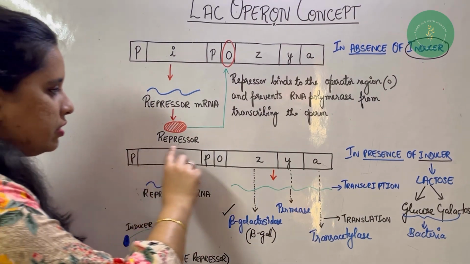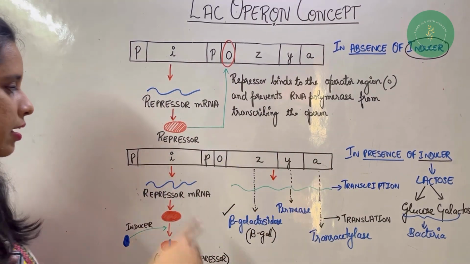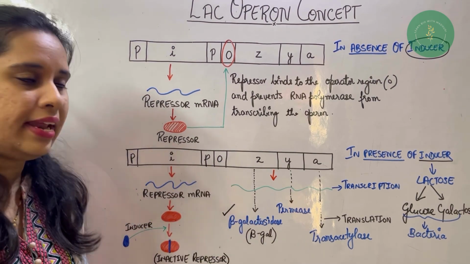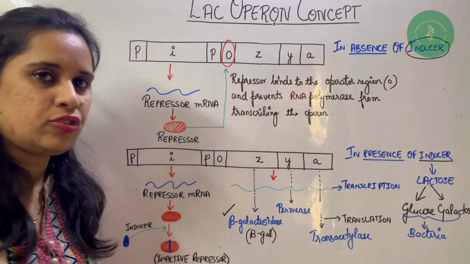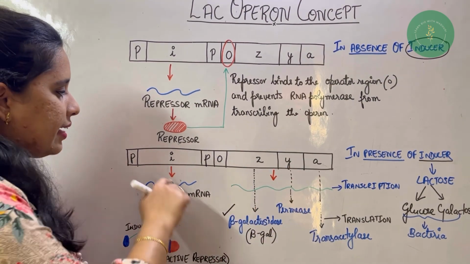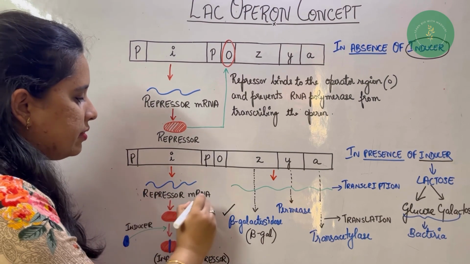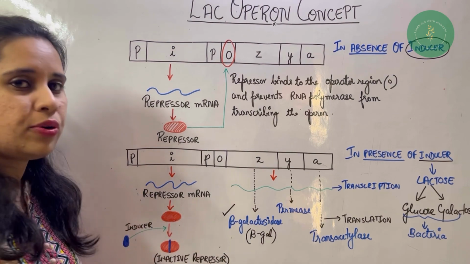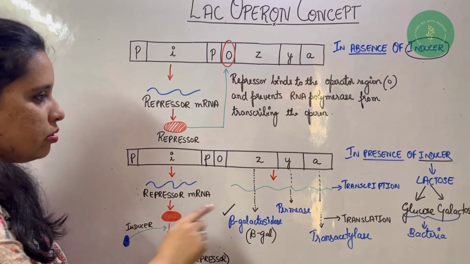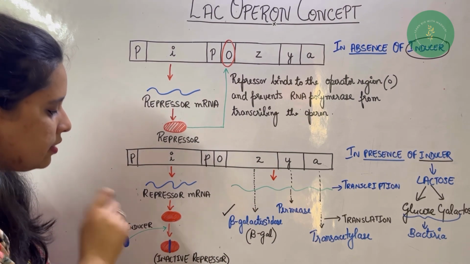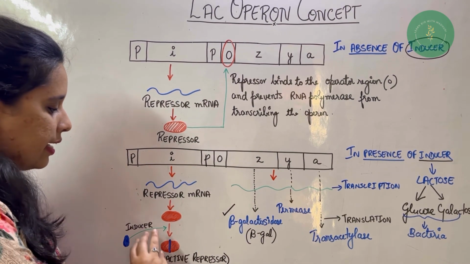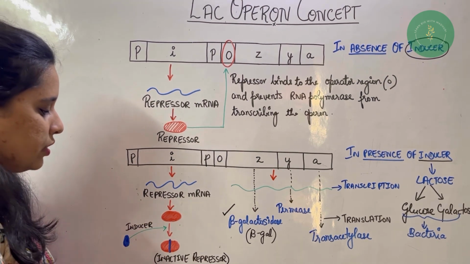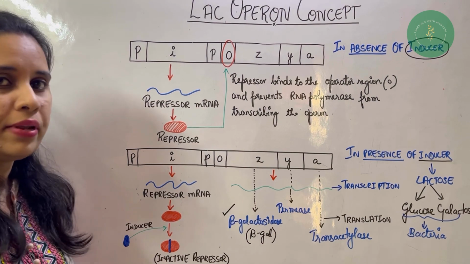As you can see on the screen, there is an OPERON, right? P stands for promoter, I stands for inhibitor, O is operator, and Z, Y, A are the structural genes. As you all know, the I gene will synthesize repressor mRNA, which undergoes translation to produce repressor protein, and when the inducer or the lactose comes and binds the repressor protein, it undergoes a structural or conformational change which turns into an inactive repressor.